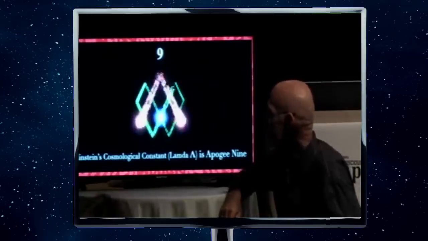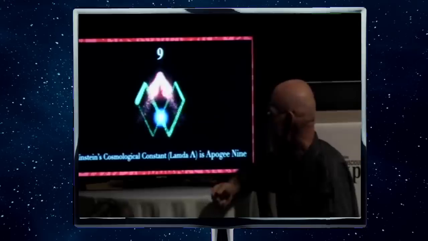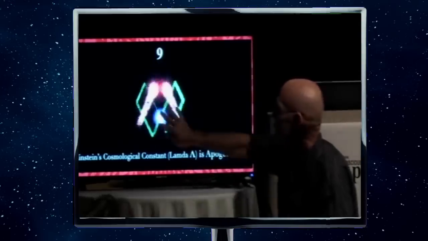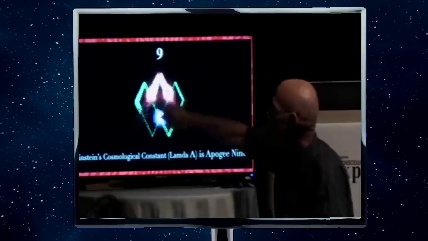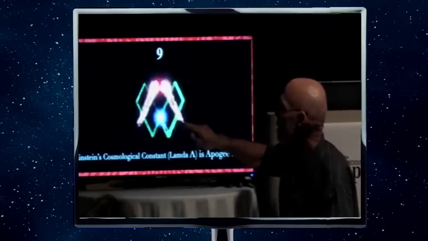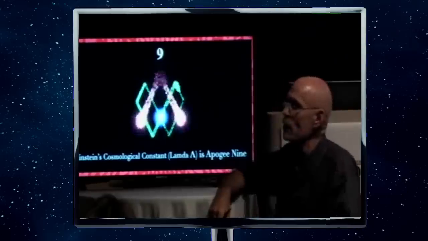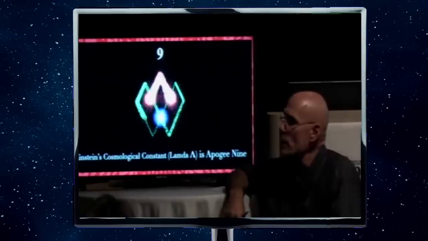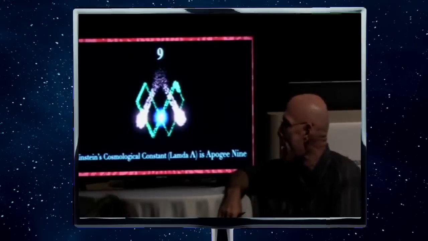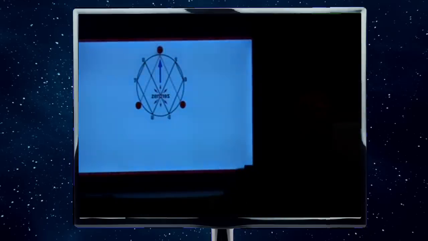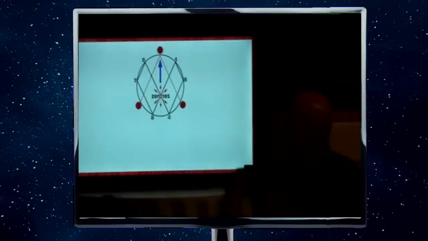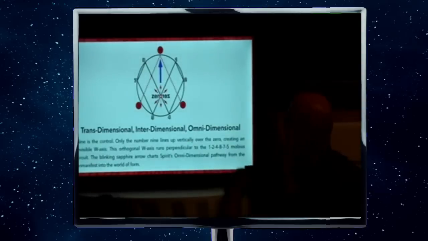So Einstein's cosmological constant would be, I'm saying, lambda is apogee 9. And I love this illustration. And thank you, BJ, who made this. And there's the number 9 at the top. And I'm trying to show how it works. And we would have to have a whole workshop that would go for 3 days to totally get the feel for it. Next, please. This is a very important slide. It's a little slow loading. Yeah. And we're going to get to all that, I hope.